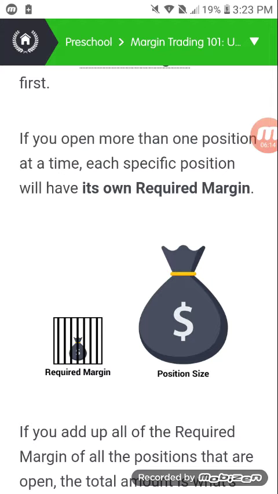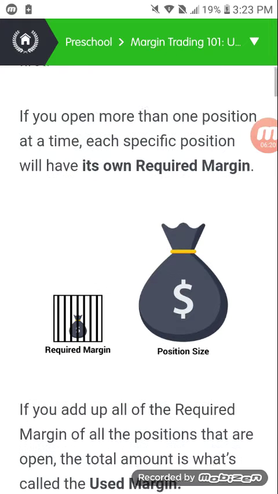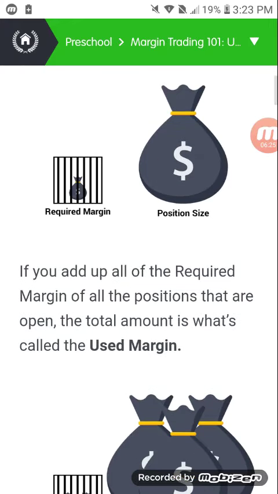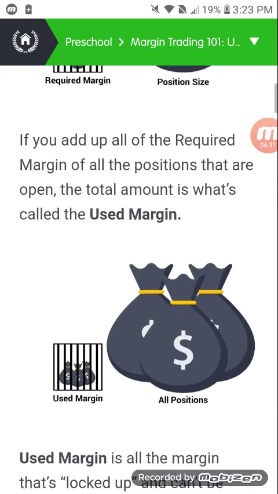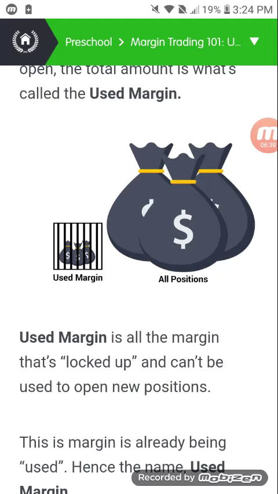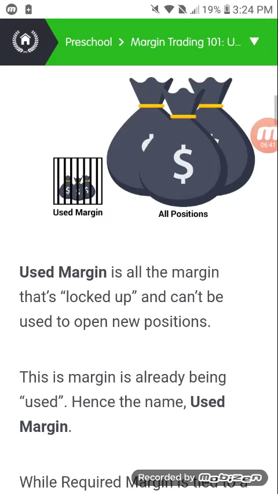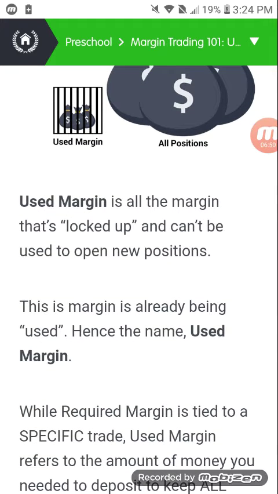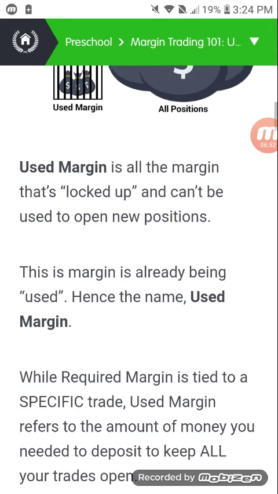If you open more than one position at a time, each specific position will have its own required margin for that position size. It has its own required margin to even open that trade. If you add up all the required margins of all the positions that are open, the total amount is what's called the used margin. So the used margin is all the margin that is locked up and can't be used to open a new position. This is margin that's already been used, hence the name used margin.